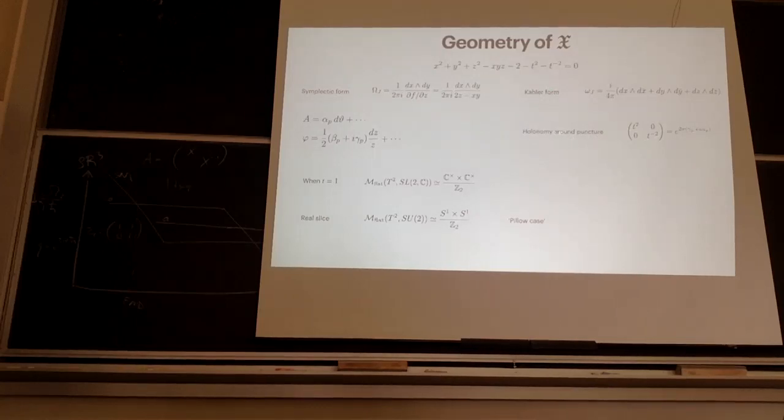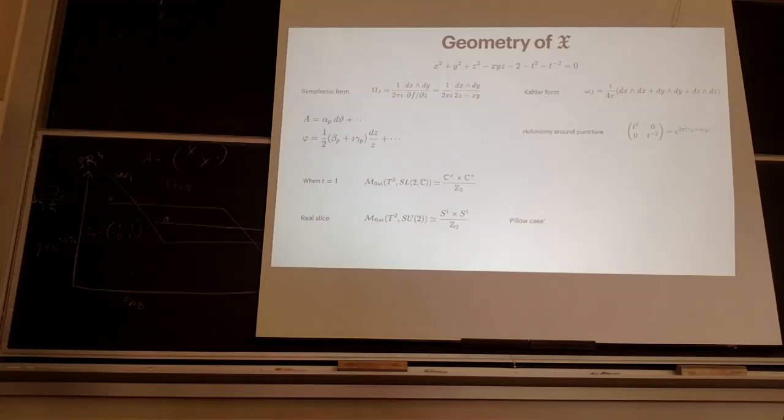So under this correspondence, the holonomy around the puncture will be related to this matrix over here. Remember, alpha and beta are matrix-valued, so T is related to alpha and gamma. When T is equal to 1, so we work with N equals 4 theory in physics language, then the space is just C star cross C star mod Z2.